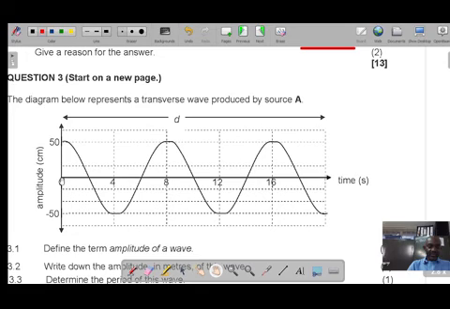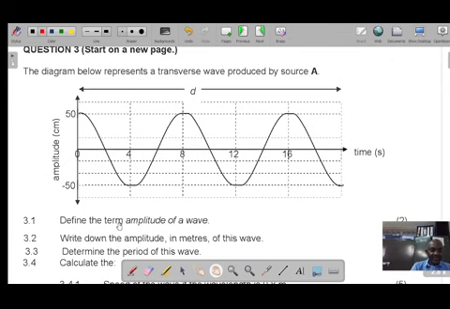Now, amplitude is the maximum displacement of the wave from the resting position. And if you can see, from here up to here, that's our amplitude. Okay, let us proceed. They say write down the amplitude in meters of this wave.